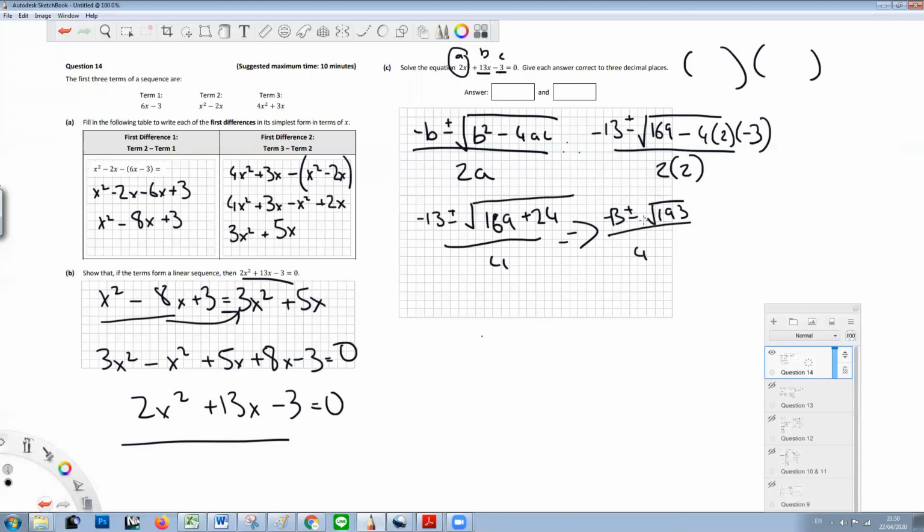You're going to get 2 versions of this: a plus version and a minus version, and your answers are basically going to be minus 6.723 and 0.223. So you get 2 values of x, and that's it. I hope that was pretty clear.